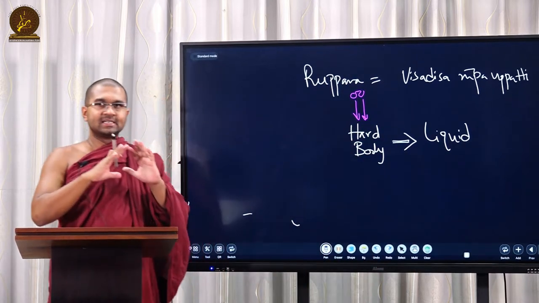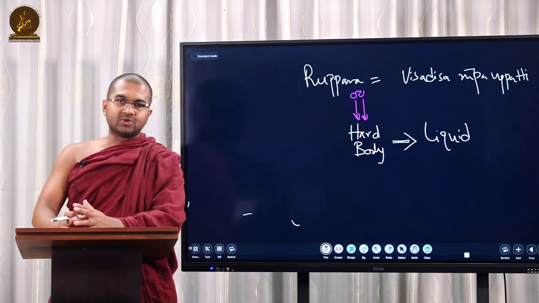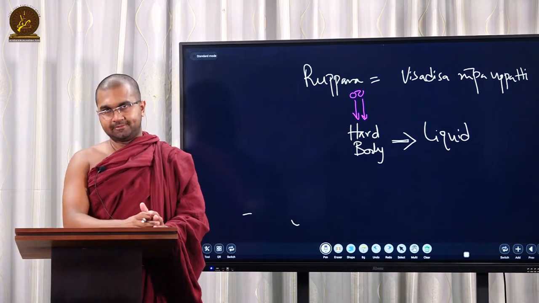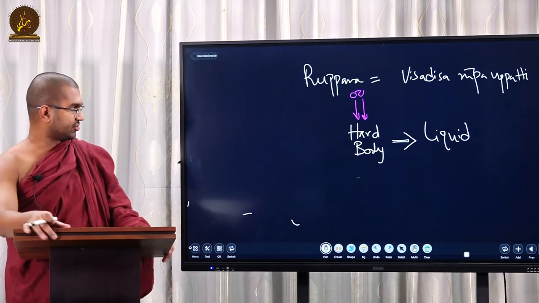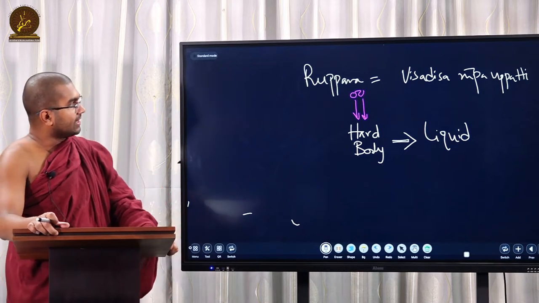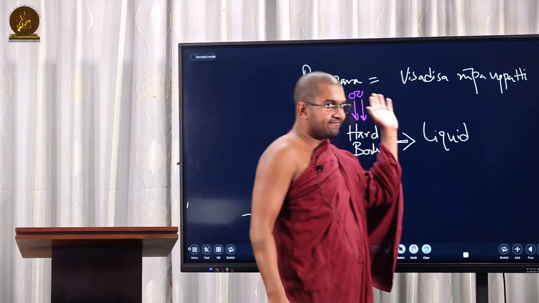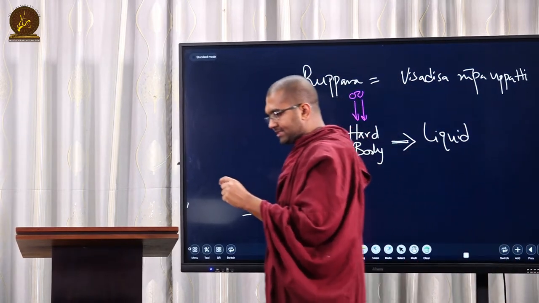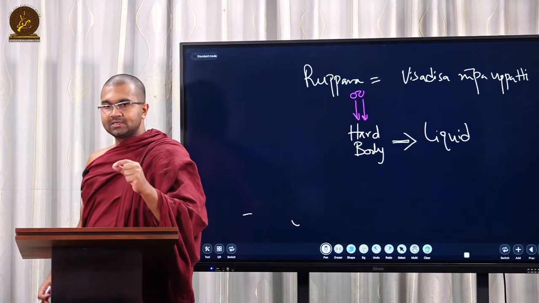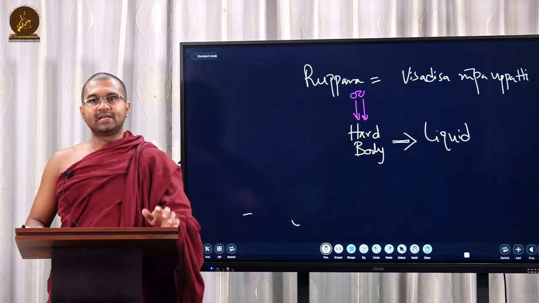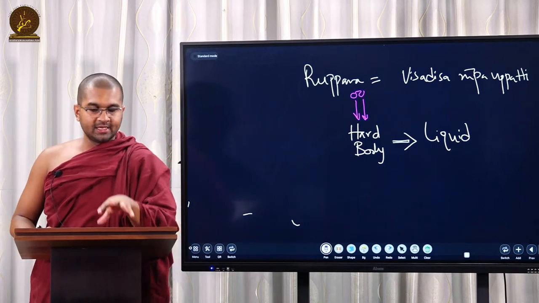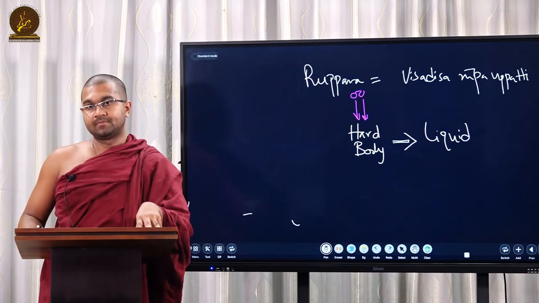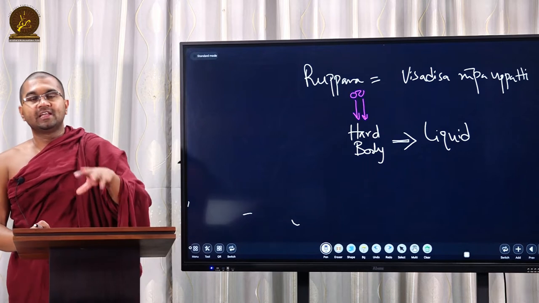So we can see a real obvious change or transformation of the material body, from one state to another state. Of the material body, states have changed. Now, if this idea was not emphasized, there can be a wrong interpretation, mentioning that the rupas do change during their existence. For example, a hard body, the same rupas, while they were existing, could change into a liquid form. So it means it's sort of a parinama.